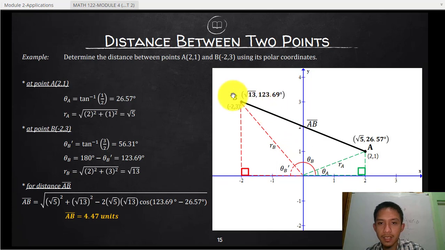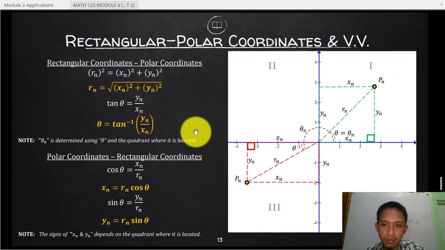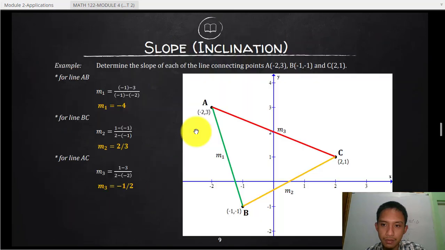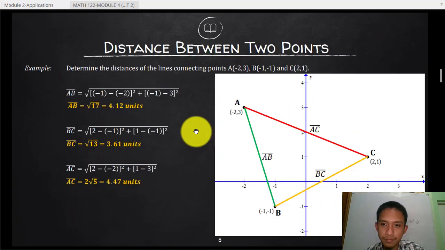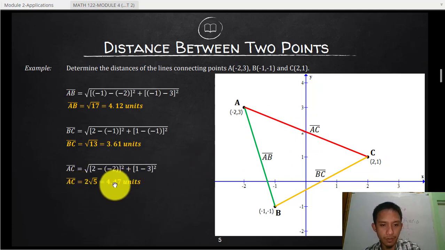And isn't it, as I have said a while ago, that this example is the same as the 2 points a while ago. So we solved the distance of this one, isn't it, a while ago? We solved that one using your rectangular coordinate. So let's try to compare. 4.47, that is this line. Go back to the answer a while ago. Actually, that is your AC because I interchanged the name. Look at the length of AC, 4.47.